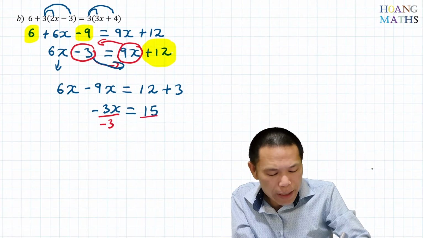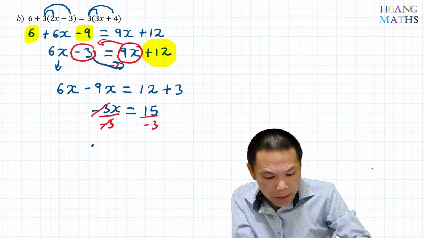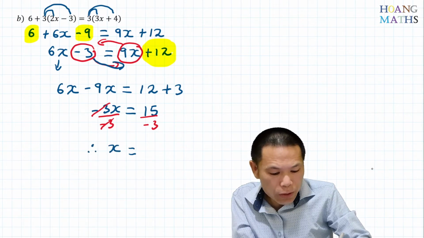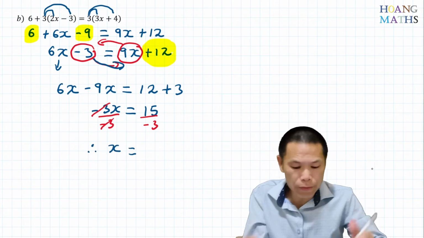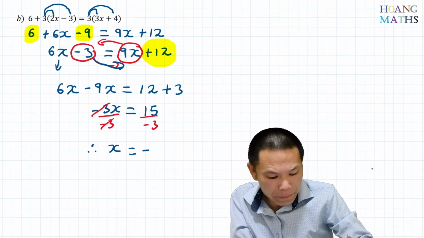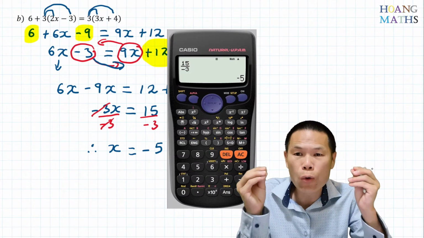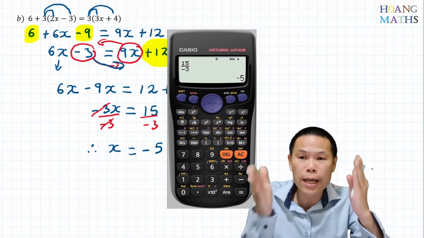I divide this by negative 3. So that cancels out. So therefore, x is equal to, a positive and a negative will give me a negative. And then 15 divided by 3 is 5. Again, otherwise just put in a calculator 15 over negative 3, and you should get negative 5.